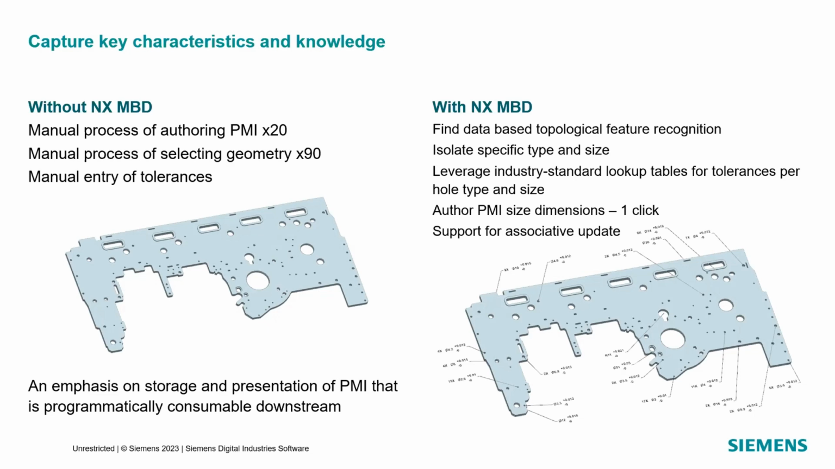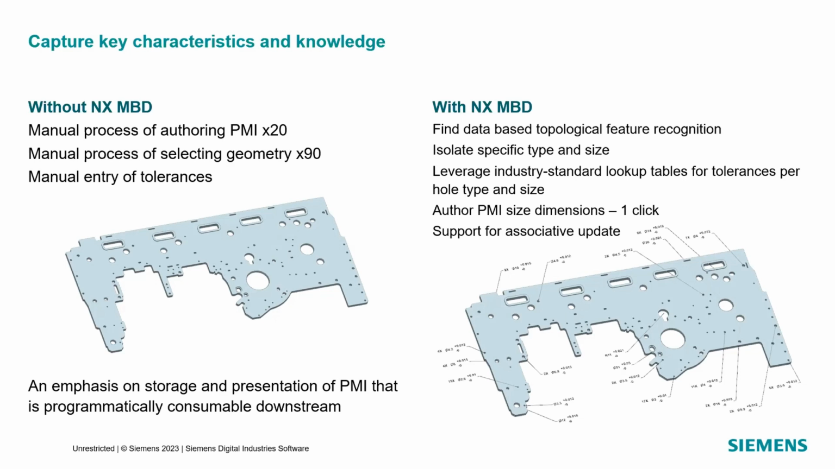Now with the NX MBD, I can use that rule, apply that to this part, just pick the component, let it run, and it will do the inquiry, find the things, and then document what you see on the screen there. So all of those were done by one click as opposed to 20 times, 90 times making all those selections. And what's nice is, this information gets stored inside the part file.